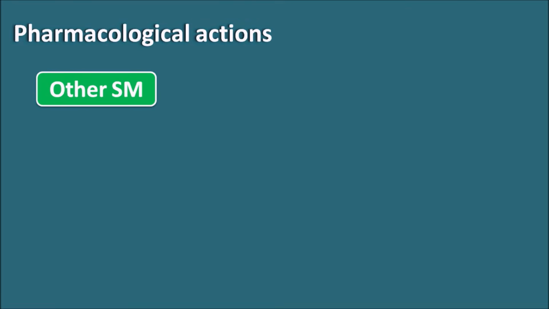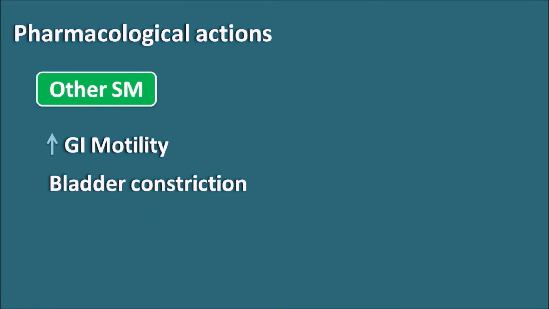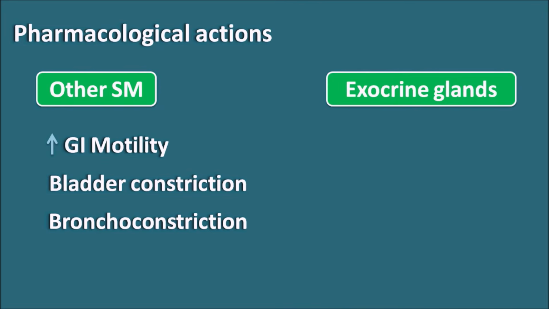Next, let us see the effect of cholinergic agonists on the other types of smooth muscles. So cholinergic agonists can produce the contraction of the other smooth muscles. They can act on the GI smooth muscle to increase the GI motility, and they can act on the bladder to produce bladder constriction, and they can also act on the bronchioles to produce bronchoconstriction. Similarly, these drugs can also act on the exocrine glands, where they increase the secretions of the exocrine glands.